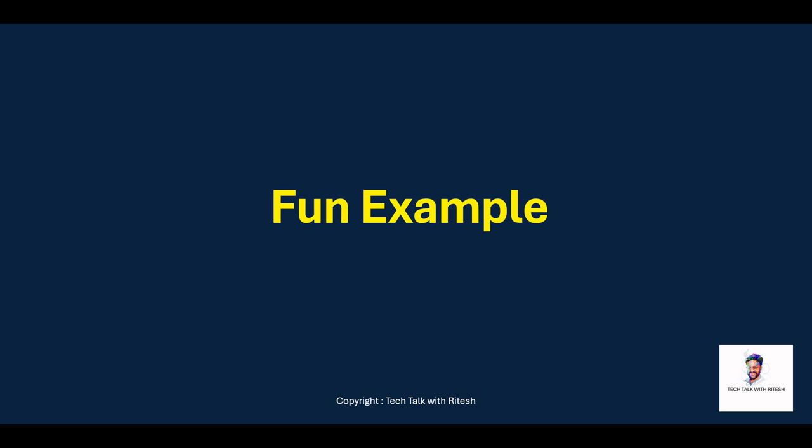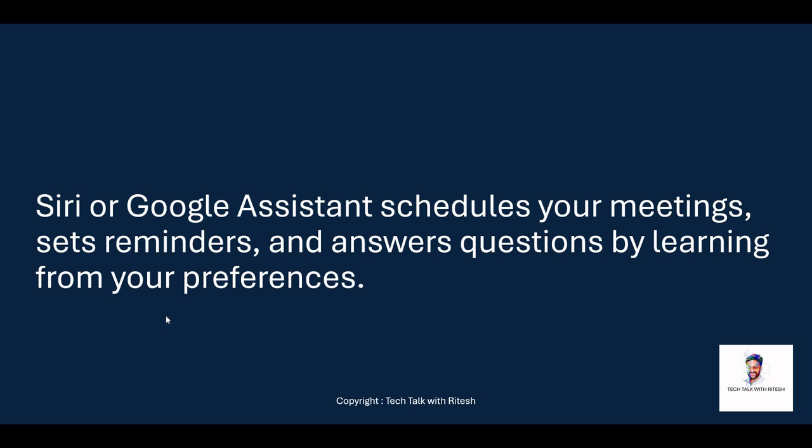Now let's see a fun example. It's like we ask Siri or Google Assistant to schedule your meetings, set reminders, and answer questions by learning from your preferences. Once they know your preferences, because they have already learned from previous historical data, because you are interacting with these bots frequently, after that learning period, they are able to assist you.